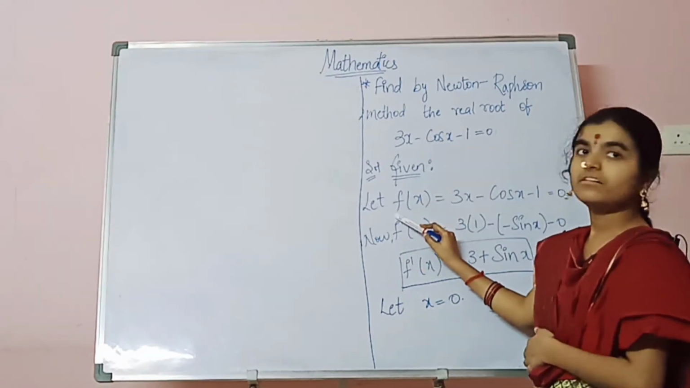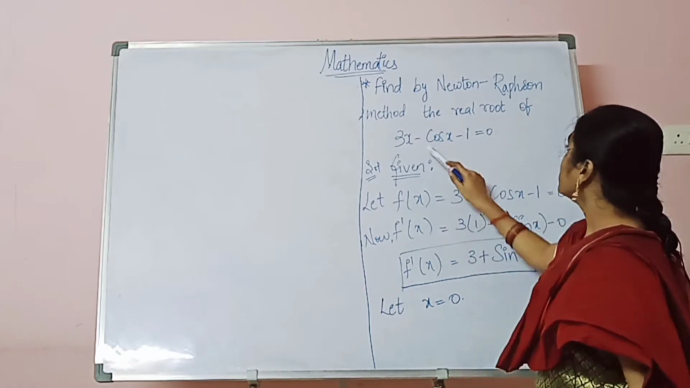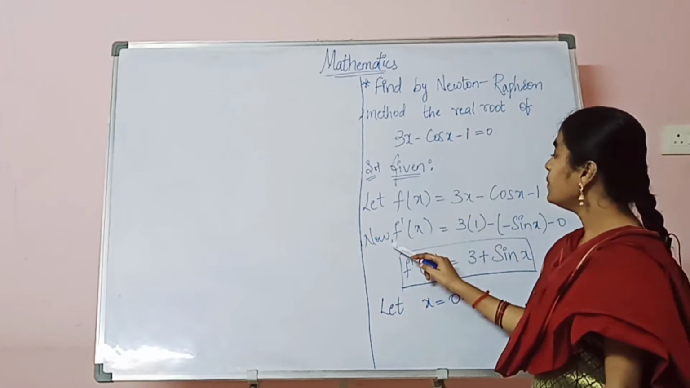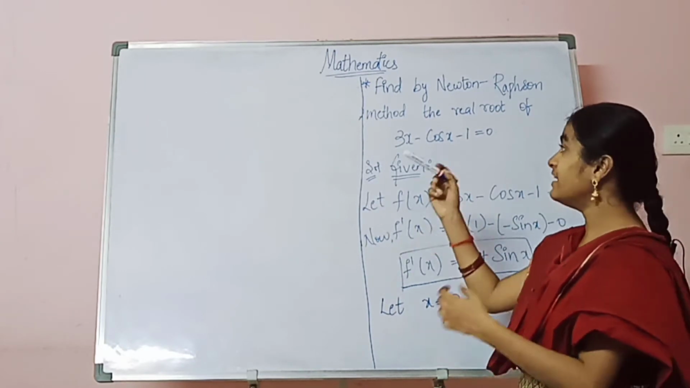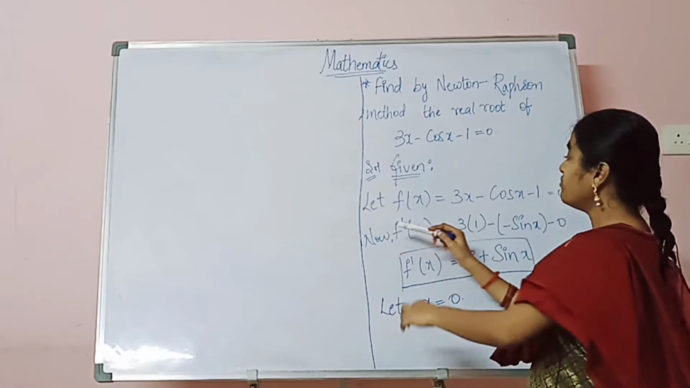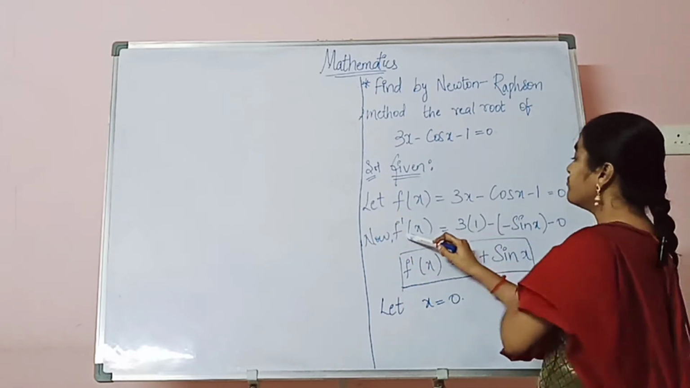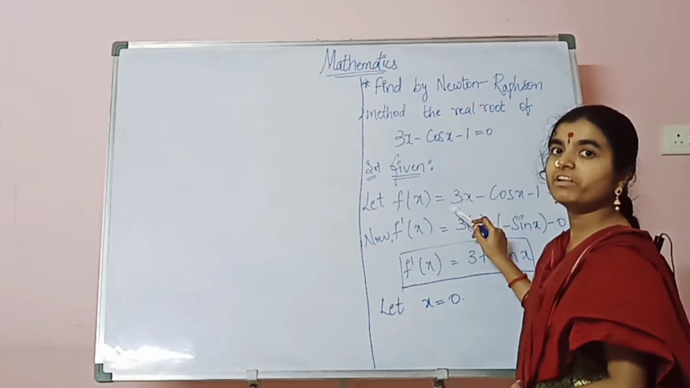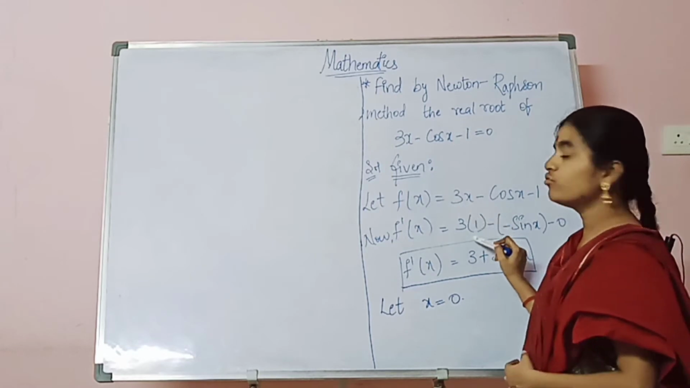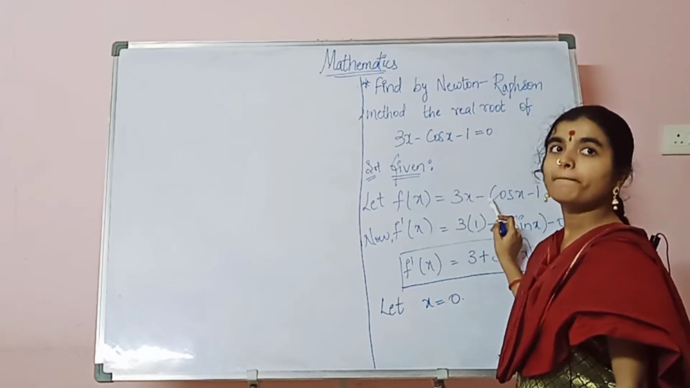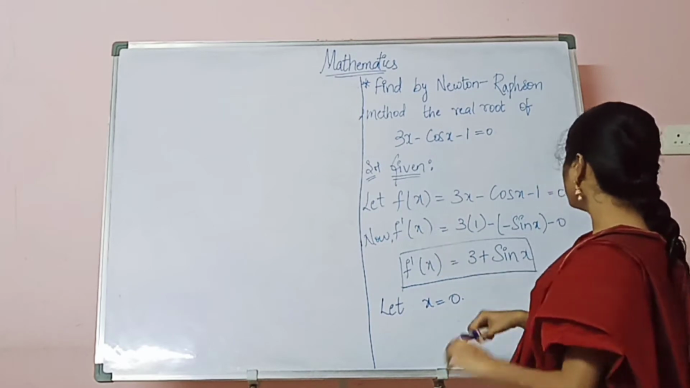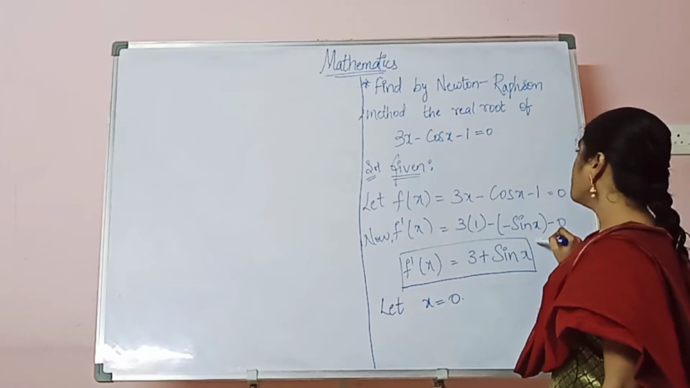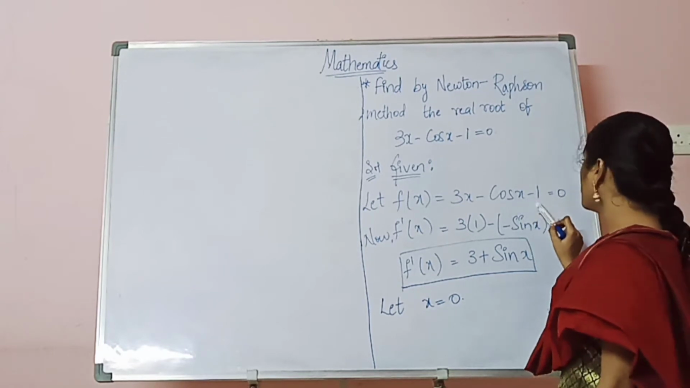For this, let f of x equals 3x minus cos x minus 1 equals 0. Now, we have to take the differentiation, as I discussed in the method. So f dash of x equals 3 into the differentiation of x, which is 1, so 3 into 1, minus the differentiation of cos x. What is the differentiation of cos x? Minus sin x. Next, the constant minus 1, which is a constant.